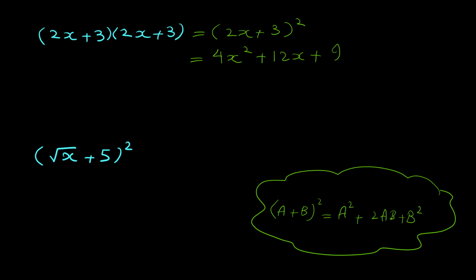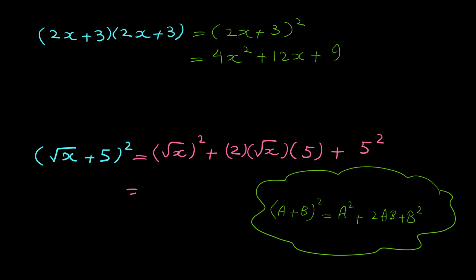Look at the next example. Again, we are going to use this identity to raise this expression to the power of 2. The answer would be radical x to the 2 plus 2 times radical x times 5, 2ab, plus b to the 2, 5 to the 2. Radical x to the 2 is x. 2 times radical x times 5 can be written as 10 radical x, because 2 times 5 is 10, 10 times radical x. 5 to the 2 is 25.